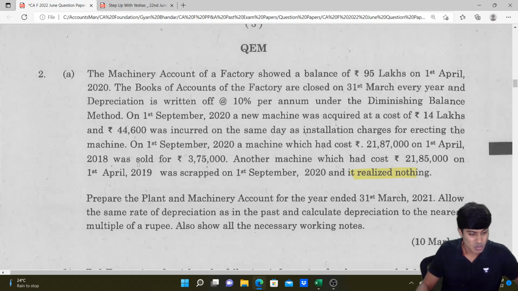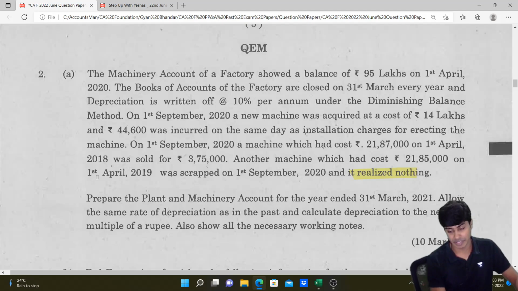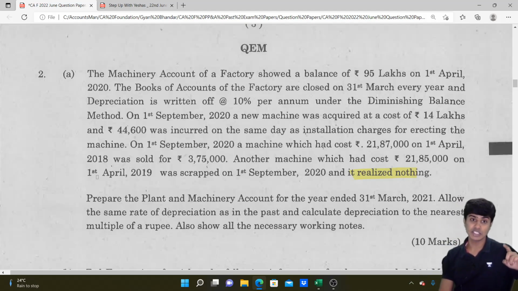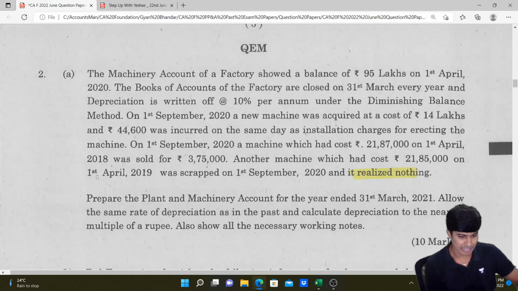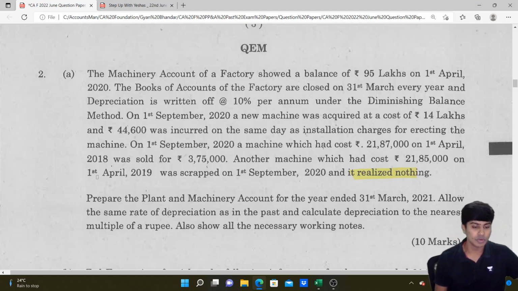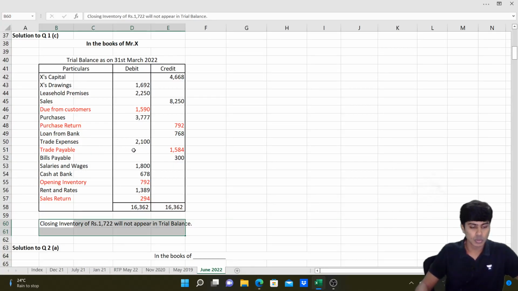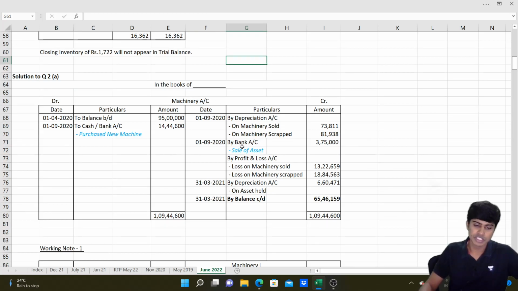Nothing. Okay. Prepare plant and machinery account for year ended 31st of March 2021. So in this question, they're asking us to prepare plant and machinery account for 2021. But our working note starts from 2018. Allow the same rate of depreciation as in past and calculate depreciation to the nearest multiple of a rupee. Round it off is what they're saying. So I've done the computation already. So this is my machinery account.